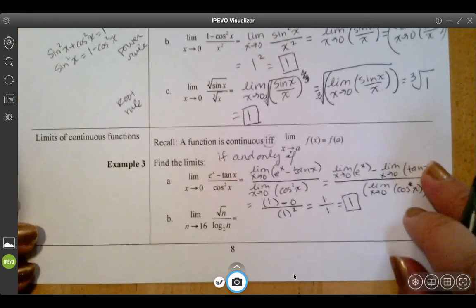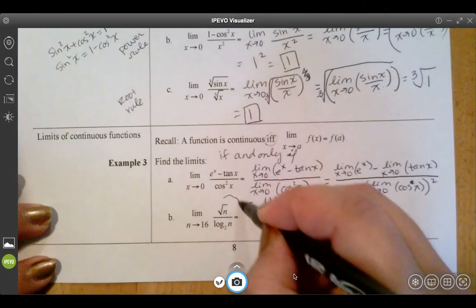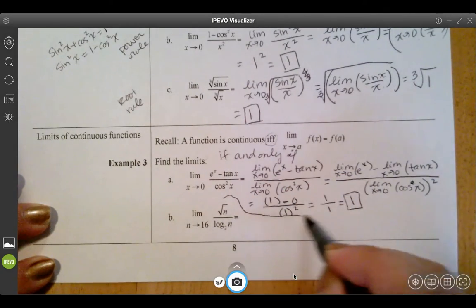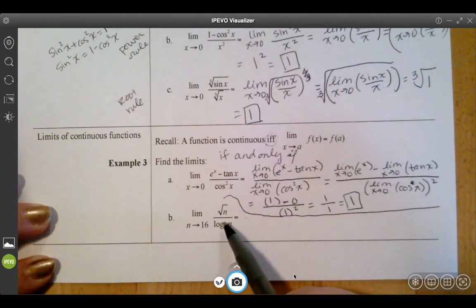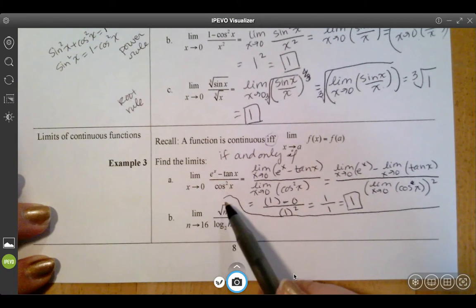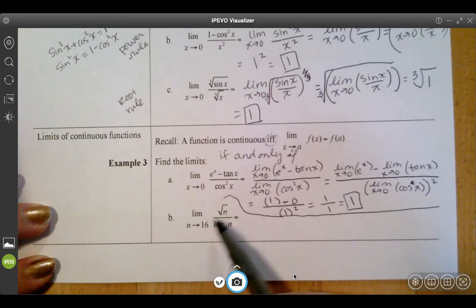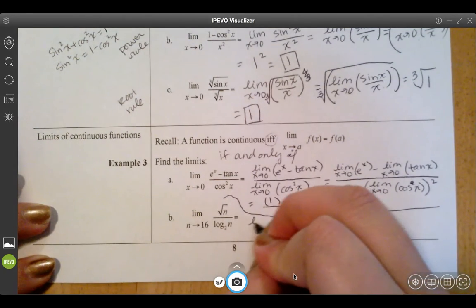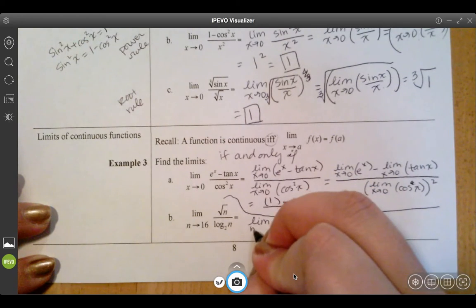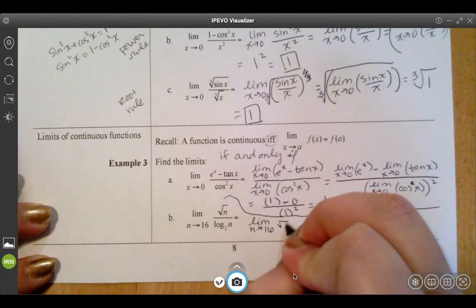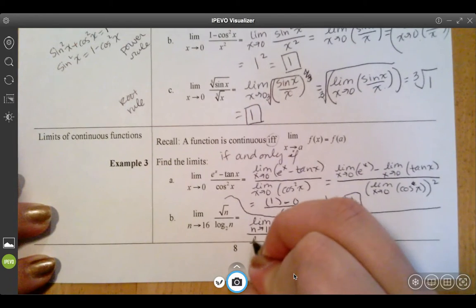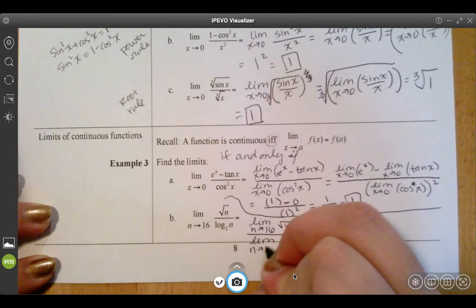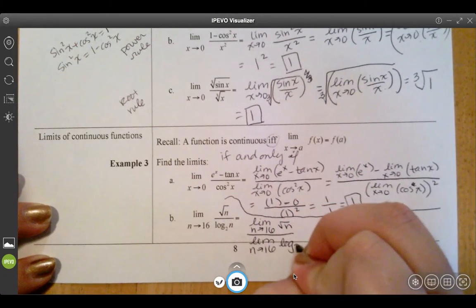Okay, so then let's look at part B. For part B, we're going to do the same thing. I know information about the square root function, and I know information about the log function, so therefore I'm going to split this up. So we have the limit as n approaches 16 of the square root of n divided by the limit as n approaches 16 of log base 2 of n.